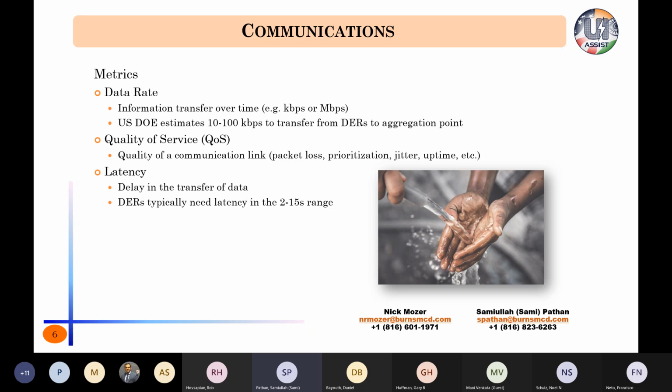And then latency is the delay required in the transfer of data. No communication system is instantaneous. Things like propagation time, processing time, queuing within a router or something like that, each add time to the transfer. DERs aren't typically considered critical communications, so higher latencies are generally acceptable in these instances. Again, the US DOE says that 2 to 15 seconds isn't outrageous for DERs, whereas just for some context, in a protection system, we would hope for less than 20 milliseconds. So quite a big difference there in the range of latencies.